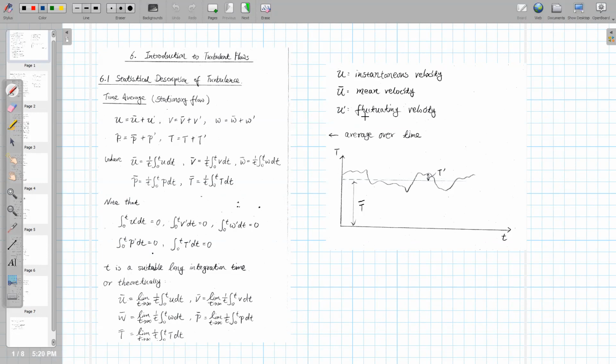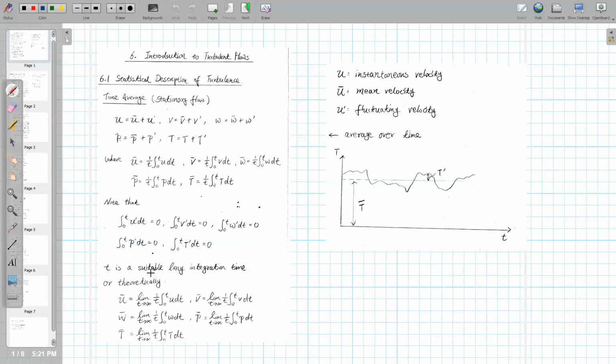We call it the fluctuating velocity, and this fluctuation is purely due to the statistical behavior of turbulence. Okay, it's not due to a transient effect. It's not because the flow is still developing. No, we already assume that the flow is approaching the steady state. This U prime is only because of this statistical behavior. And if you do averaging on these fluctuating quantities, it will become 0. The mean of this fluctuating quantity will be 0.